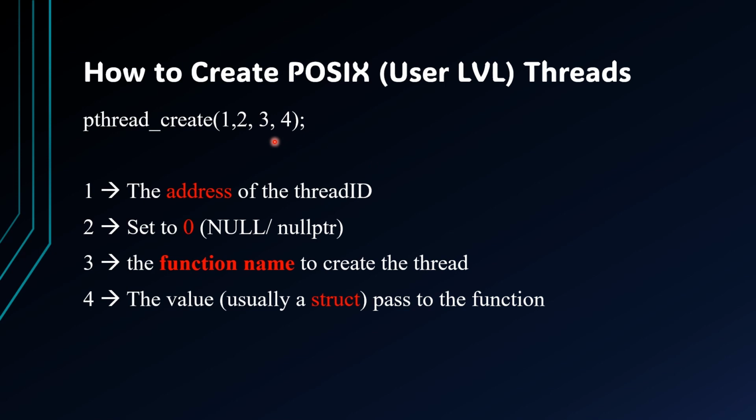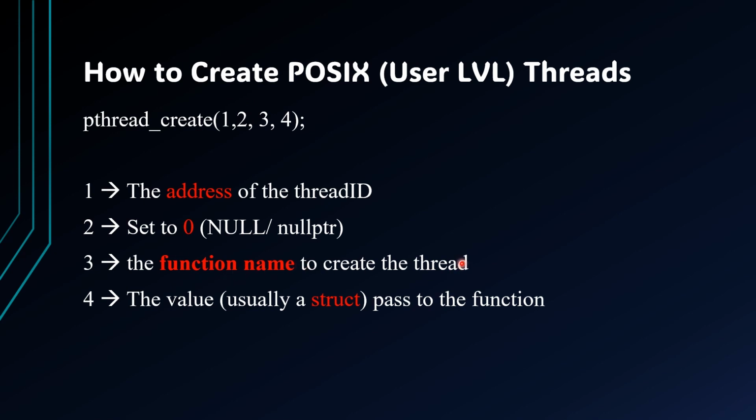So pthread_create, these 1, 2, 3, 4 are basically each parameter of this. You need 4. This is like the default function in that library. You need the address of the thread ID, so you use the ampersand sign and then the thread ID. You're going to set this one to null. You don't need to really worry about that. That's just the default.